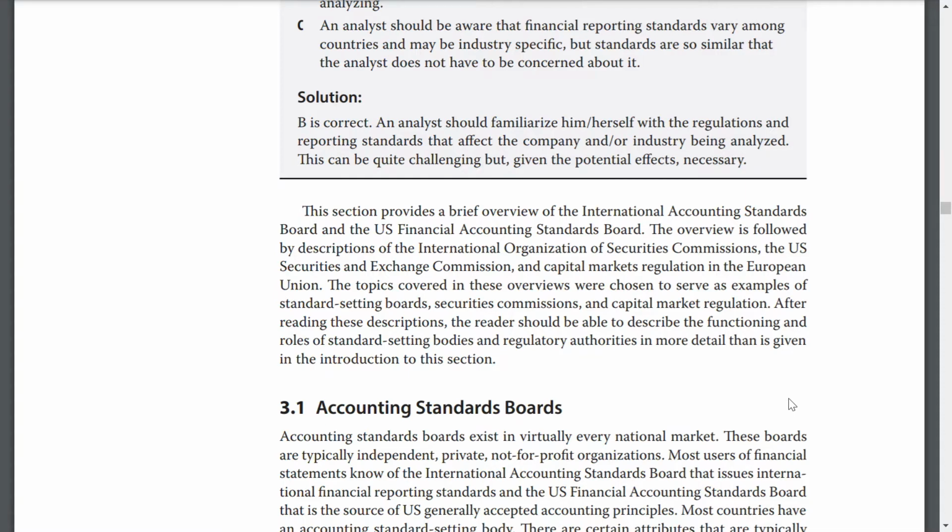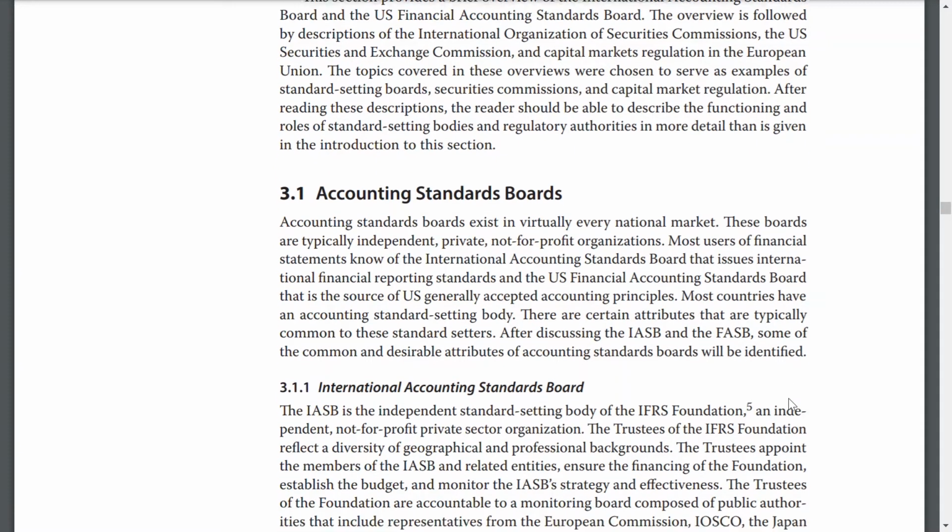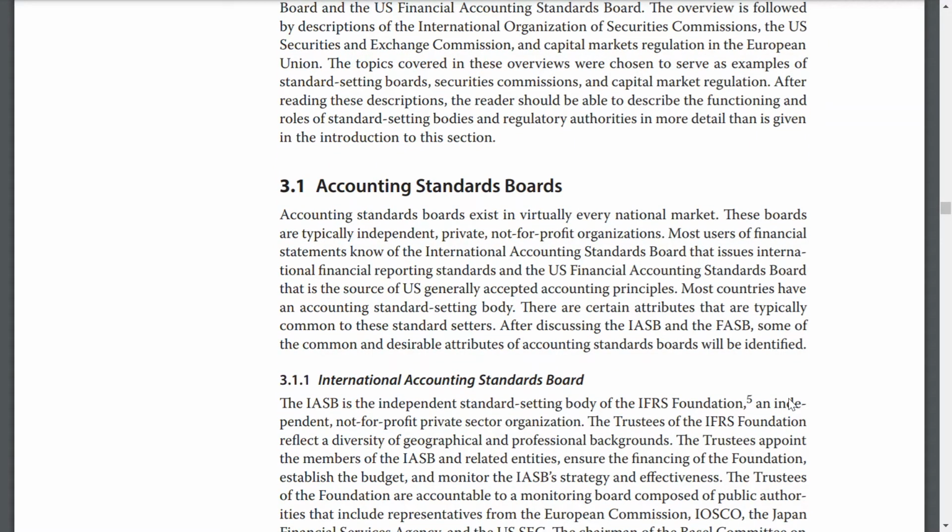3.1 Accounting Standards Boards. Accounting standards boards exist in virtually every national market. These boards are typically independent, private, not-for-profit organizations. Most users of financial statements know that the International Accounting Standards Board issues International Financial Reporting Standards and that the U.S. Financial Accounting Standards Board is the source of U.S. generally accepted accounting principles. Most countries have an accounting standard-setting body, and there are certain attributes that are typically common to the standard setters, often discussing the IASB and FASB. Some of the common and desirable attributes of accounting standards boards will be identified.